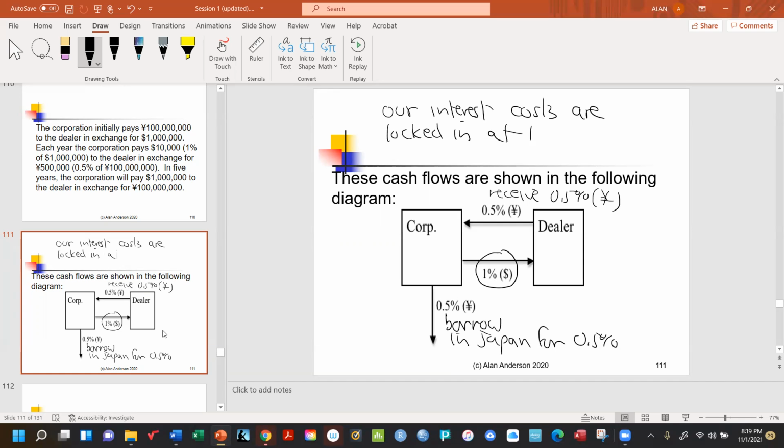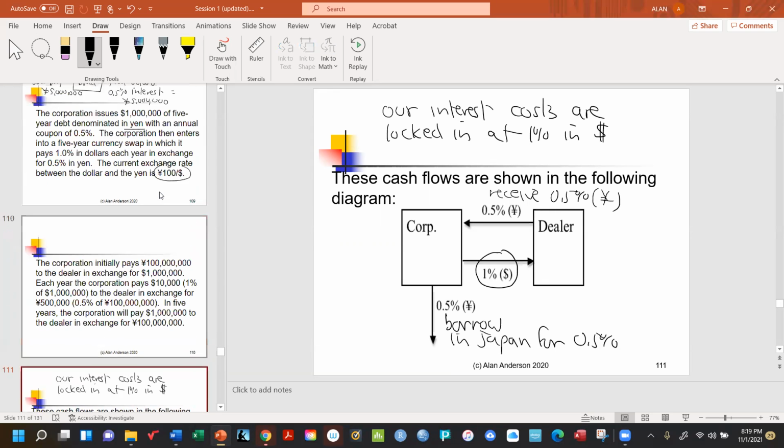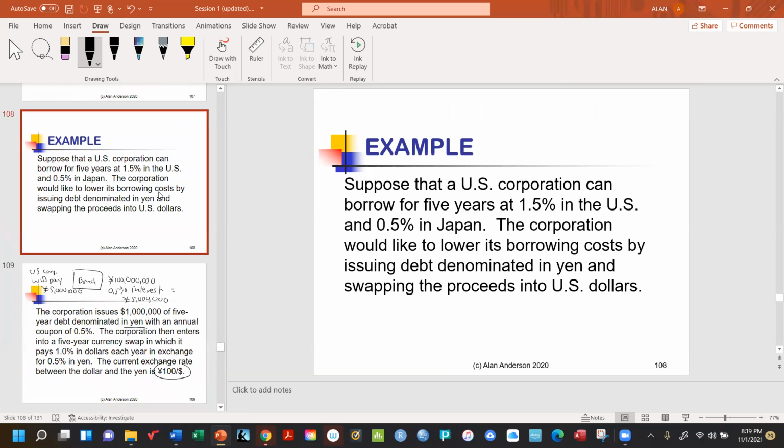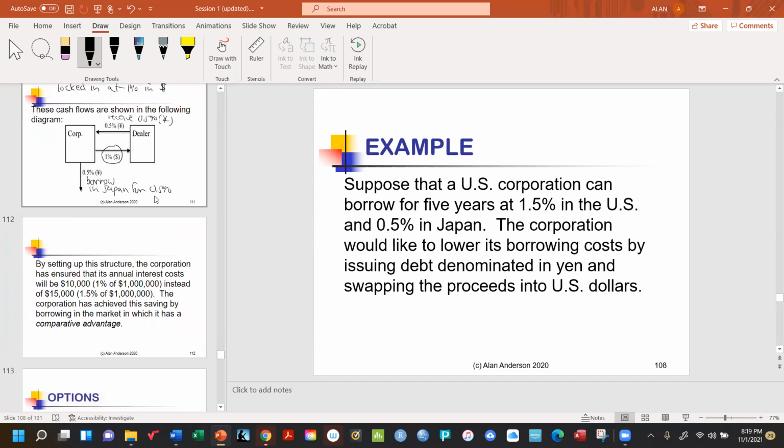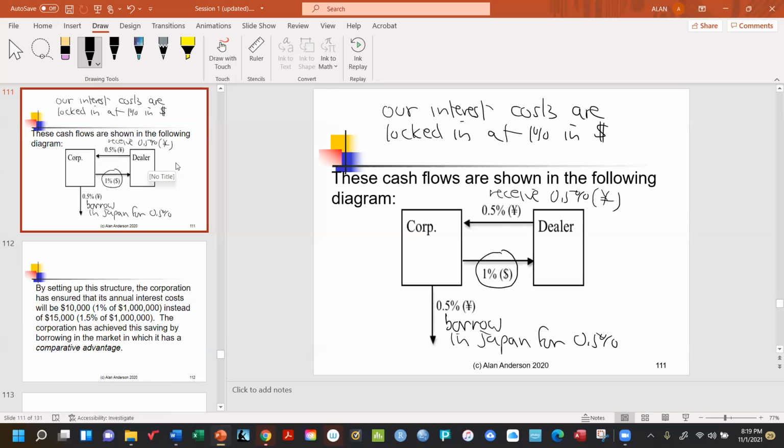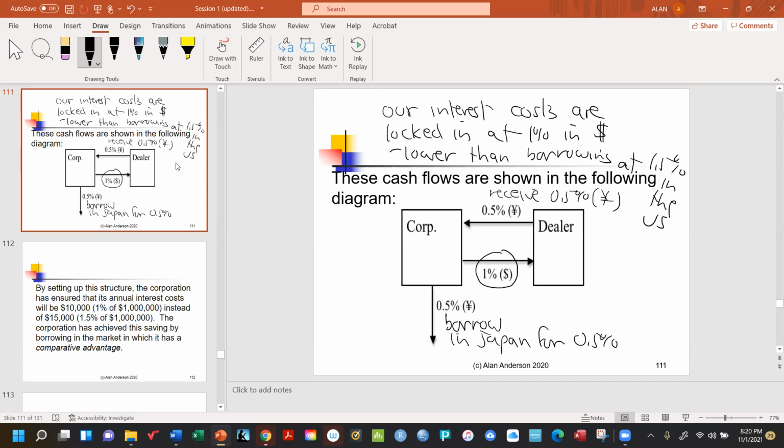at 1% in dollars, which, well, if this was done properly, the point of doing this is that in this example, we were assuming that in order to borrow in the United States, it's going to cost us 1.5%. So by entering into the swap after borrowing in Japan, we've lowered our interest costs by 0.5%. So this is lower than borrowing at 1.5% in the US. So we save money and we've gotten rid of our foreign exchange risk. So that's a pretty sweet setup.